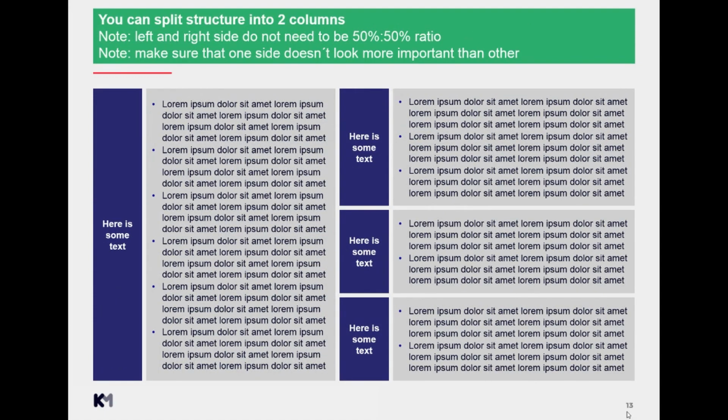Another solution can be splitting the structure into 2 columns. Please just note that you do not have to keep the ratio 50-50 on the left and right side. You can blow up the heaviest box on one side and then give the rest of the space to the lighter boxes. And we should also make sure that in this case one side doesn't look more important than the others, because all of these boxes are still equally important.